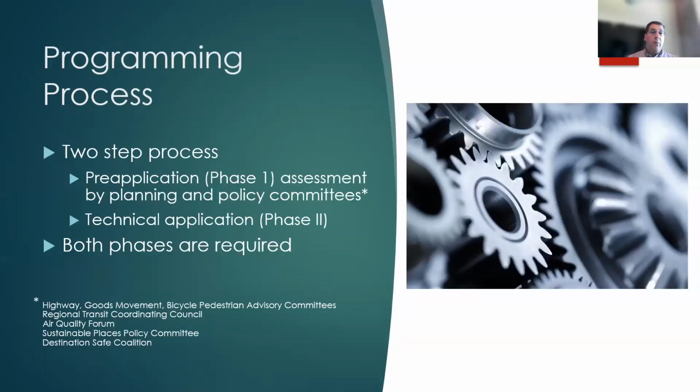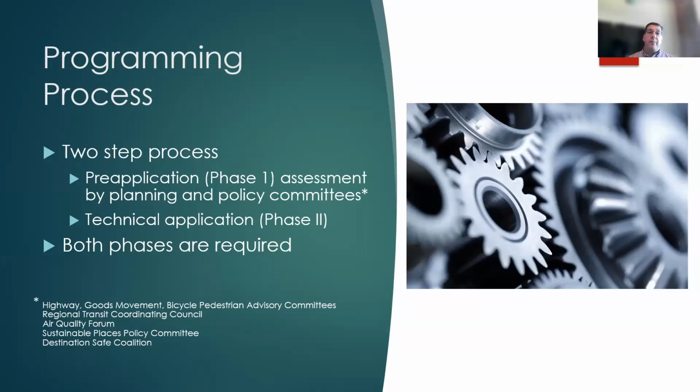As you are all aware at this point, our programming process is a two-step process. We recently wrapped up Phase 1, or what we like to call our pre-application process. This is an assessment by our planning and policy committees of how well an individual application addresses and lines up with the goals and objectives of various regional policies and programs, most notably CONNECTEDKC 2050, our long-range or metropolitan plan.